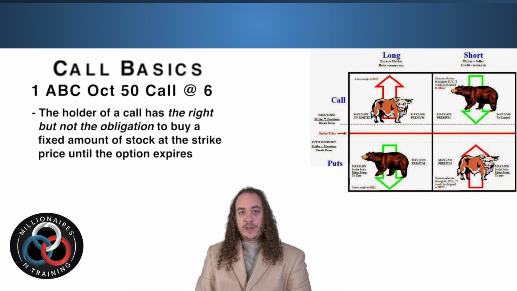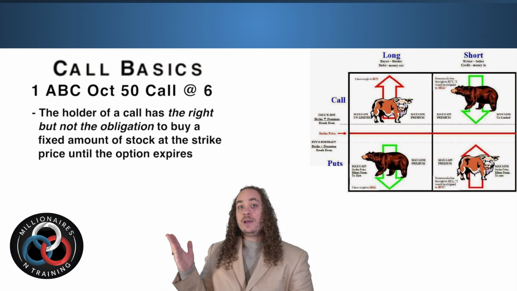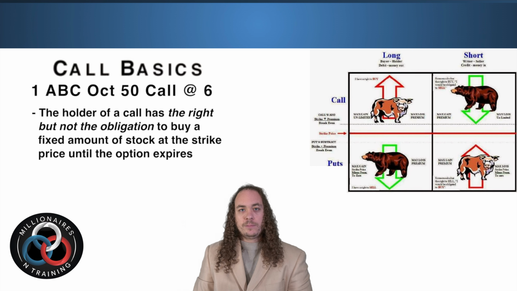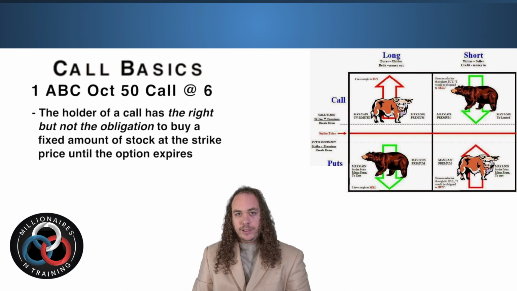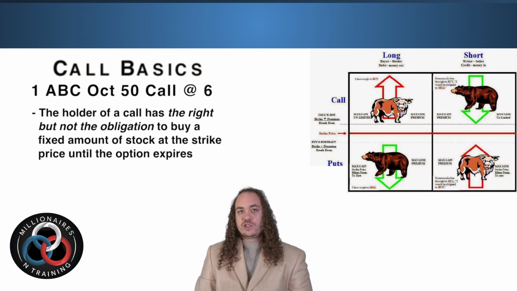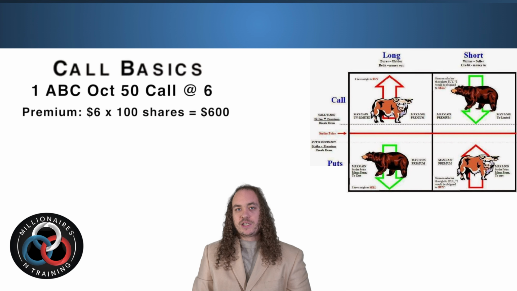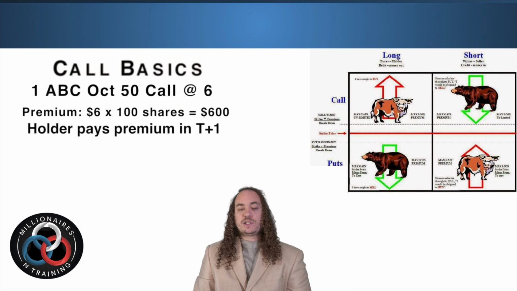The holder has the right, but not the obligation, to buy a fixed amount of stock, in this case 100 shares, at the strike price, in this case the strike price is 50, until the option expires in October. This is a right for the holder, not an obligation. They don't have to do it. When the holder buys this contract, they pay out the premium. In this case, the premium is $6 per share times 100 shares for $600. The holder must pay this premium no later than T plus 1 business day, 1 business day after the trade date.